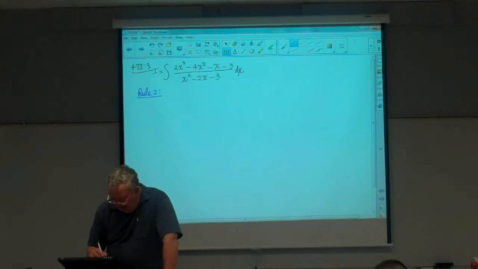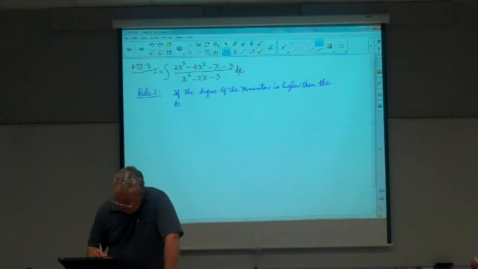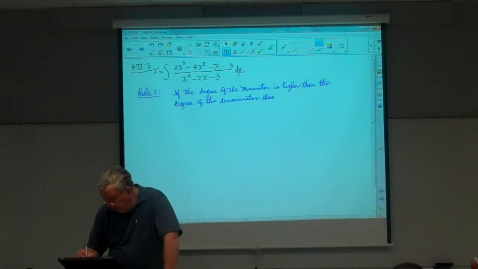Rule 2. If the degree of the numerator is higher than the degree of the denominator, then continue as before.